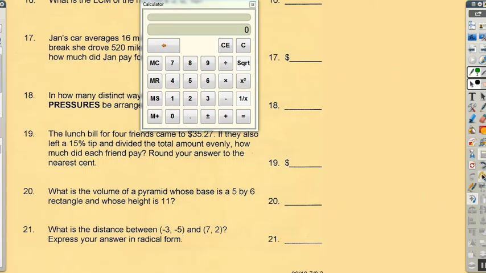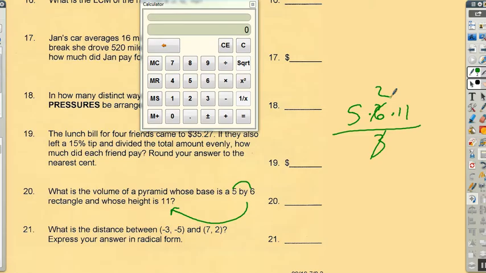All right. What is the volume of a pyramid whose base is 5 by 6 by 11? All right, so a pyramid with a rectangular base is going to be 1/3 the volume of a rectangular prism of the same dimensions. So we're going to multiply these together, and then we are going to divide by 3. But before I do that, we have 5 by 6 by 11 divided by 3. That makes it a lot quicker, right? So now we have 10 times 11. 10 times 11 is 110.